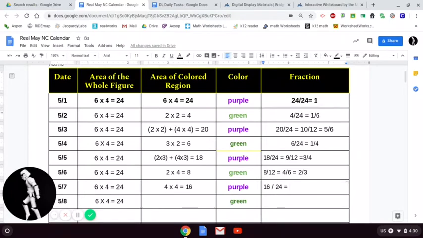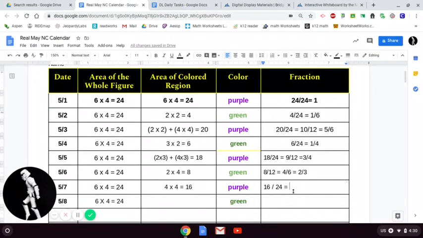To make 16, you can multiply by 8. You can multiply by 2. You can multiply by 4. You can multiply by 16. To make 24, you can multiply by 2, you can multiply by 3, you can multiply by 4, you can multiply by 6, you can multiply by 8, you can multiply by 12, you can multiply by 24. What factors did they have in common? Well, they had 4. Let's work with 4.